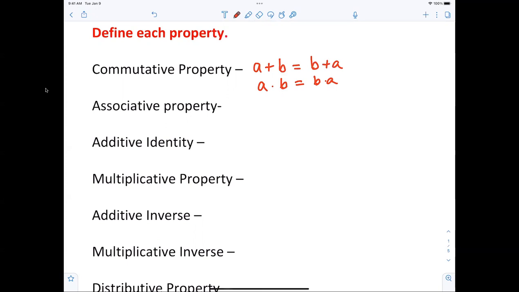Now, the associative property. The associative property is how you are grouped. An example of that would be A plus B plus C. That is going to give you the same result as if you take A and you add B plus C first. That's the example of the associative property. Now, right underneath that, I want you to write the example for multiplication. What would be the example for the associative property of multiplication?